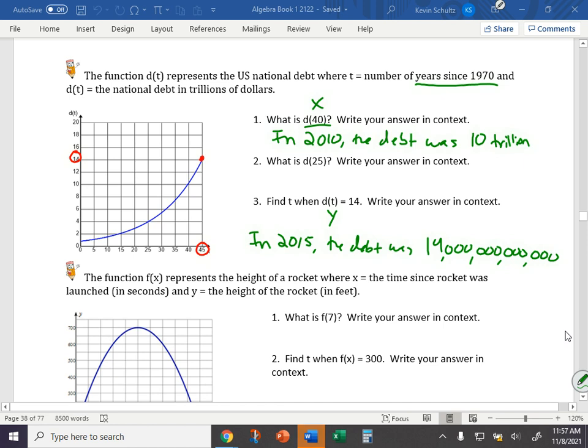The next one is also a graph. This one having to do with a rocket. Okay, any questions on this?